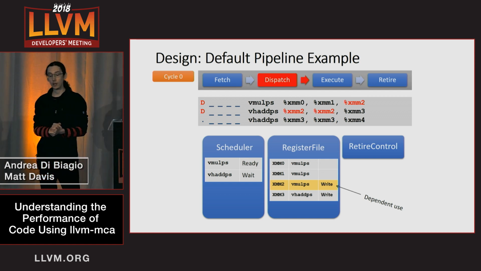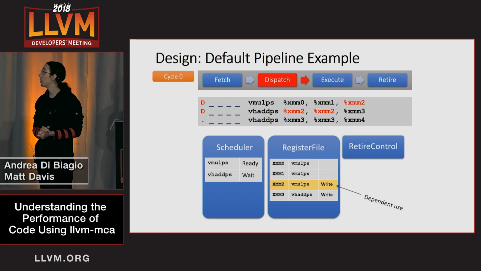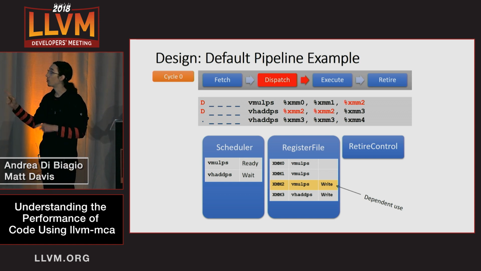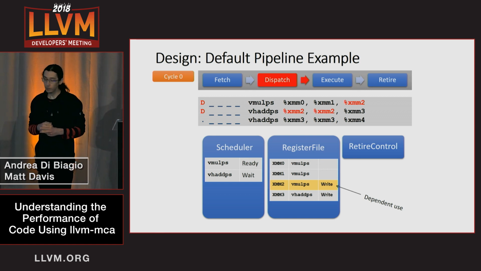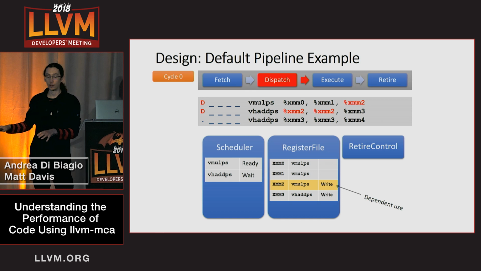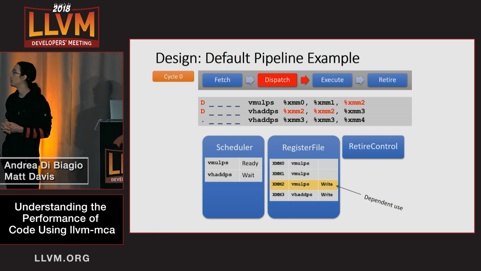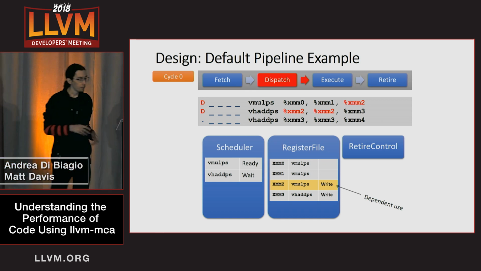We've also highlighted in bright red the dependency. So the output of the first instruction is required as input to the second instruction. And the blue boxes in the model are just describing the hardware components.